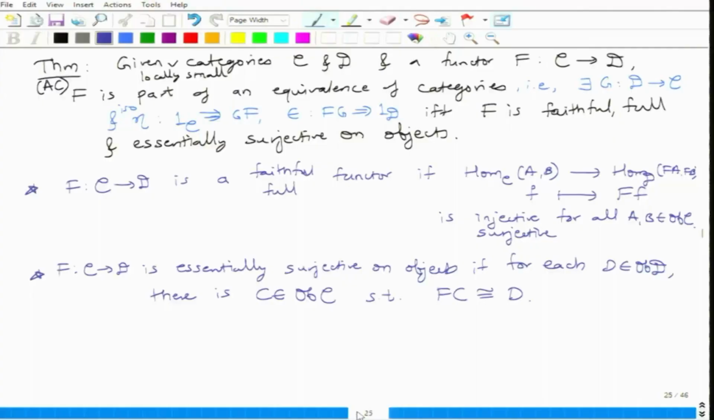Okay, so last time we made a tiny little mistake. This theorem in which we are going to use the axiom of choice, we don't want to talk about locally small categories, but rather we just want to talk about small categories. So just make that change and then we can start with the proof. Let me remind you what the theorem is.